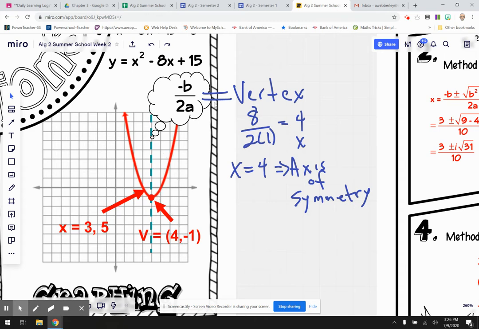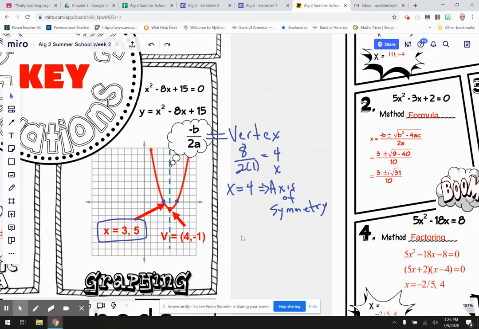If you plug in that 4 right there and solve it, you'll get your y value, which is negative 1. When you graph it, you're going to get the two numbers that are on the x-axis. Those are called your roots. Because you have the point 3, 0 and the point 5, 0, and that's how they got their two answers, 3 and 5. So wherever the graph touches the x-axis, those are your solutions. Negative b over 2a gets you your vertex right there.